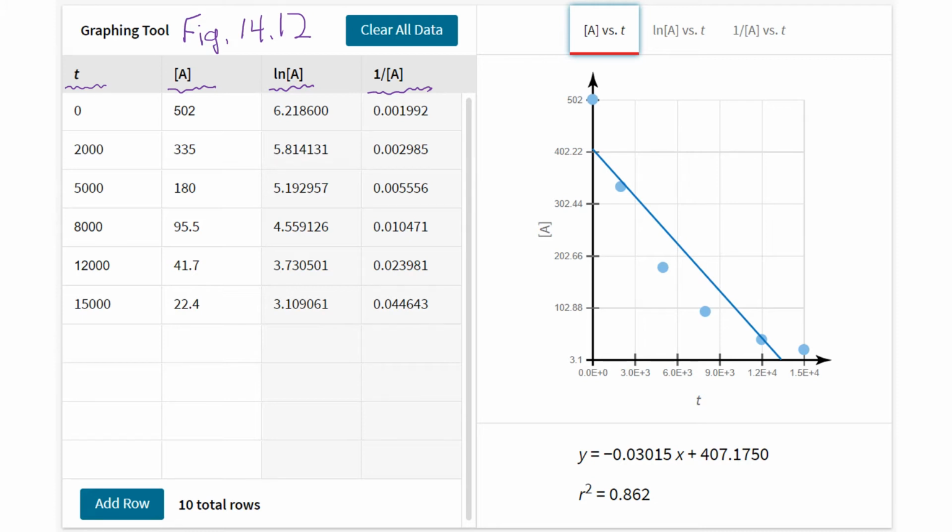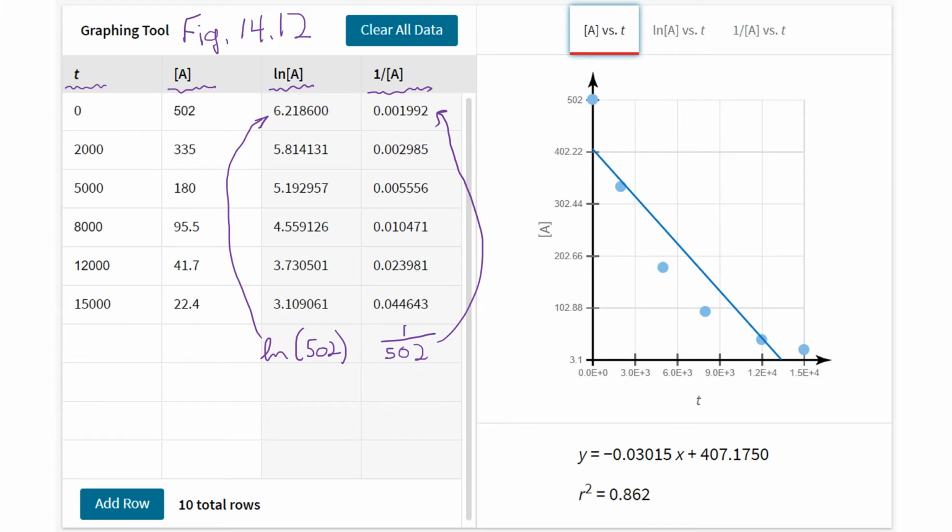So in order to get this natural log data, for instance, that very first natural log, all the computer did, let's see, I'm going to write this down at the bottom, the computer took the natural log of 502. Right, so that natural log of 502 is what's in that square. So 502 is the concentration, you take the natural log of it, you get 6.218. For that last column, the computer took 1 divided by 502. And so that's where that last data point came from.